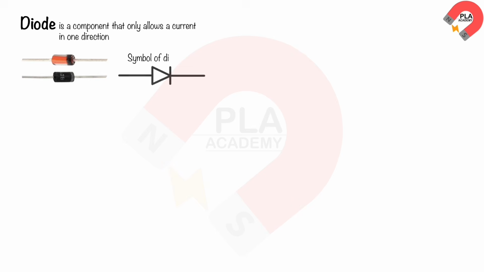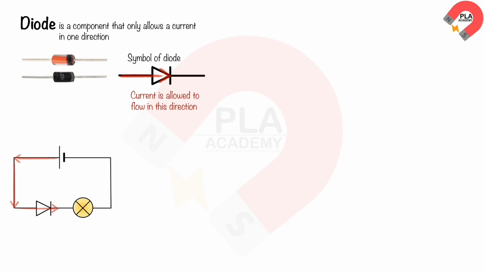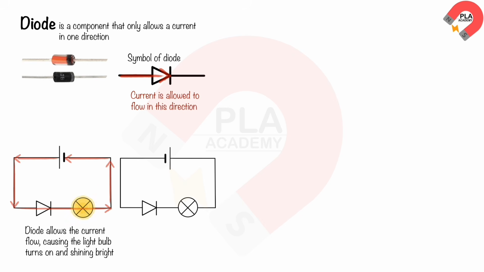A diode is a component that allows current to flow in one direction. This is the symbol of a diode. Current is allowed to flow in this direction. For the first circuit diagram, the current flows from the positive to negative terminal, so the diode allows the current to pass through, causing the bulb to turn on and shine brightly.